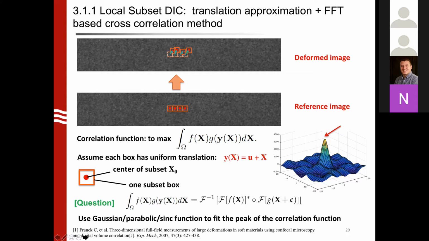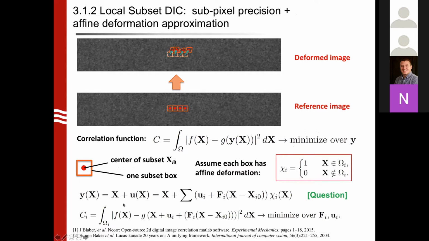But in real life, the box can have rotation or distortion, right? Because the sample can be stretched or rotated or sheared. So besides the rigid body translation, you can have a one-order-higher assumption. That's the linear affine deformation. So now each orange box not only has the rigid body translation, the shape of the orange box can also have some rotation, shear, or distortion.